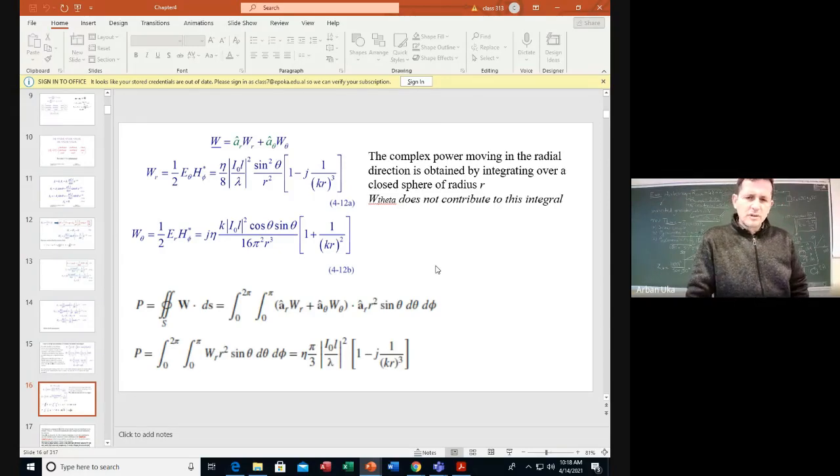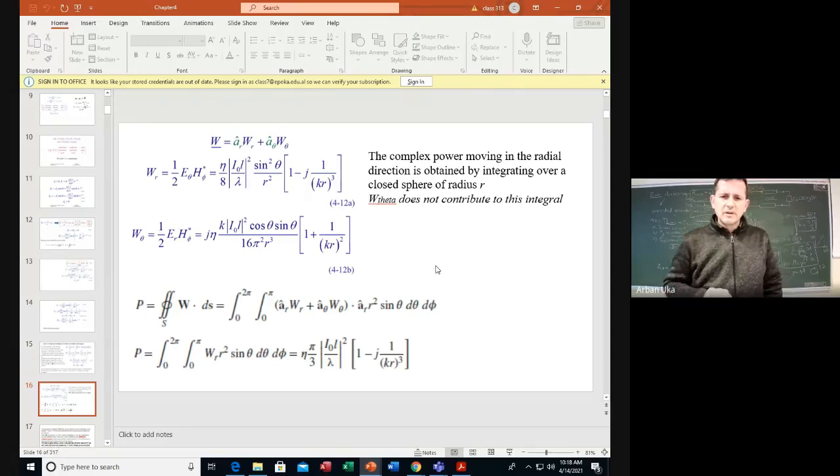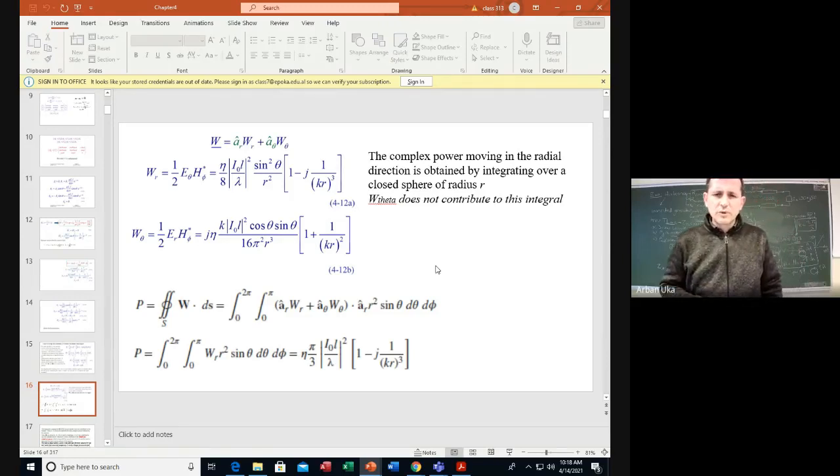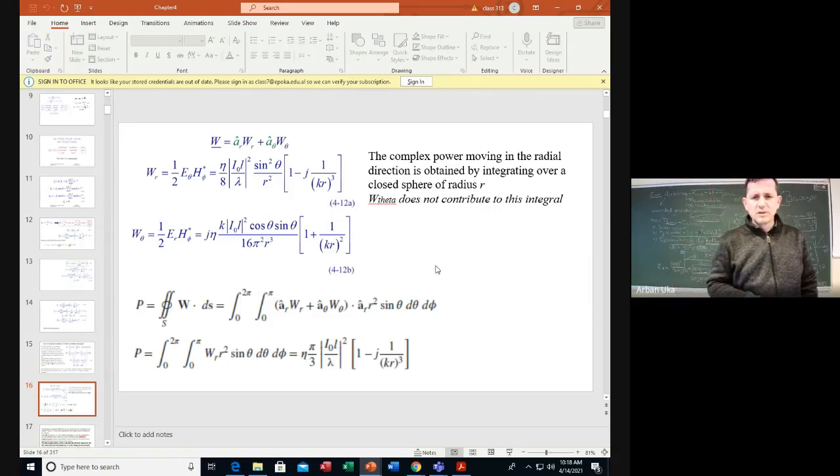We have to integrate over the surface area, because the unit of power density is watt per meter square, and now it is more reasonable to integrate over a unit which is r squared sine theta d theta d phi. Now, we also notice that since we are integrating over a closed area, the area vector is pointing along a_r. That means that the dot product of a_r with a_theta is equal to 0, which means that the power density W theta does not contribute to the integral of the power.